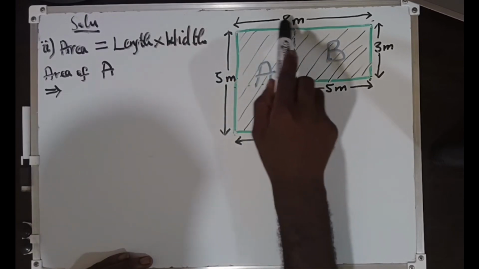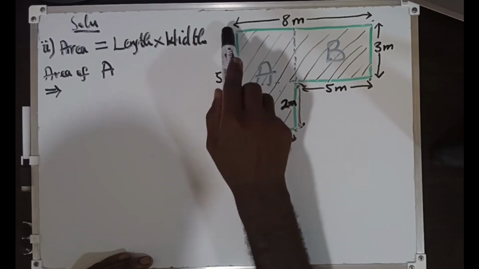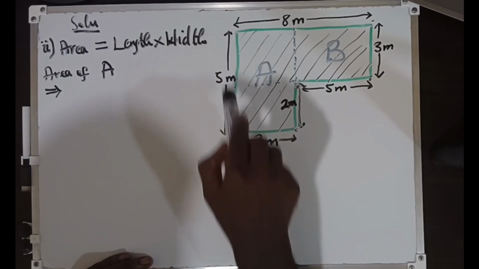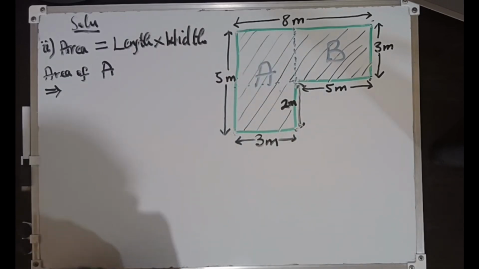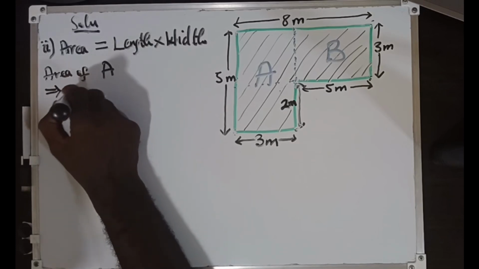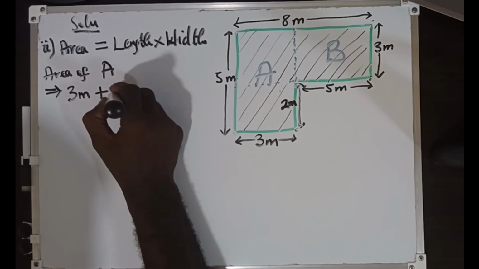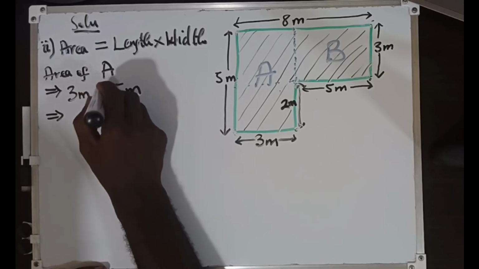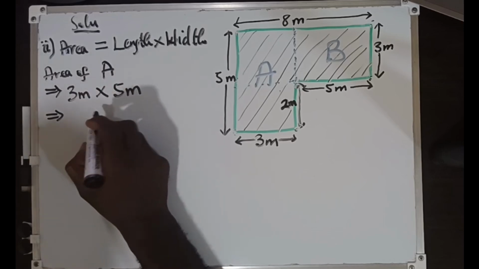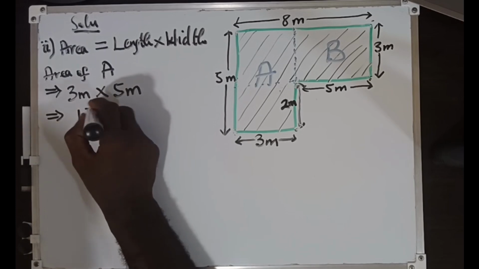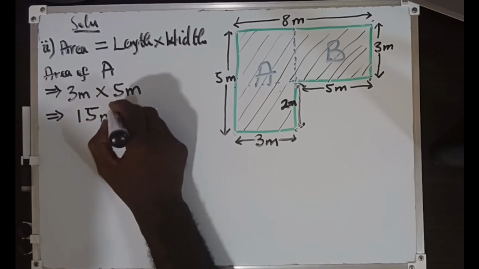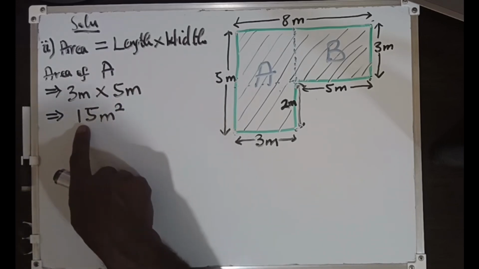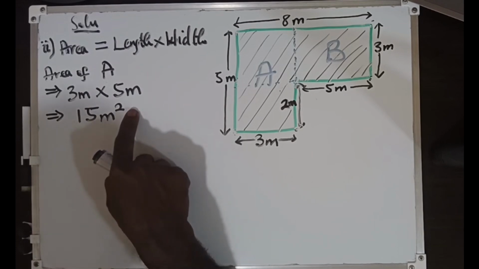So this is region A, this rectangle. Okay, so this becomes our length, and the width becomes 5 meters. So area of region A becomes what? 3 meters times 5 meters. And that will give us what? 15. That is 3 times 5 is 15 meters. And remember, the unit for area is unit squared. So 15 meters squared. Don't forget.